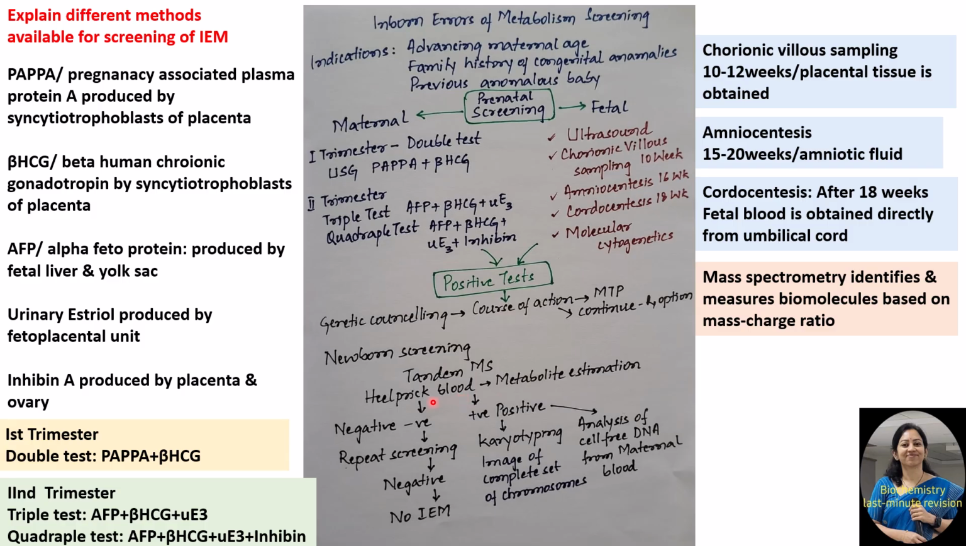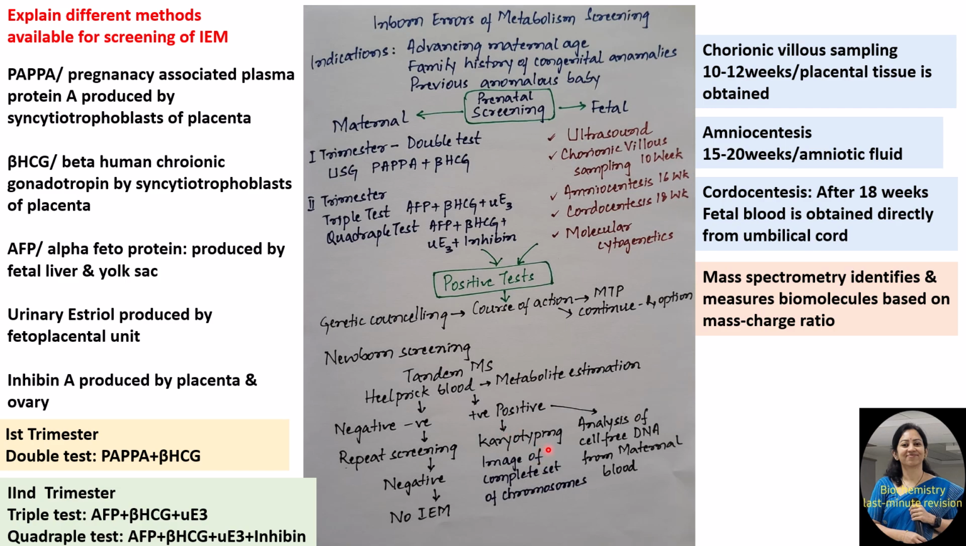If this test is negative, the screening is repeated. If it is negative on repetition also, it is concluded that there is no development of inborn errors of metabolism in this particular child. Now if the tandem MS test turns out to be positive, there are two procedures which can be employed to identify the inborn error of metabolism.